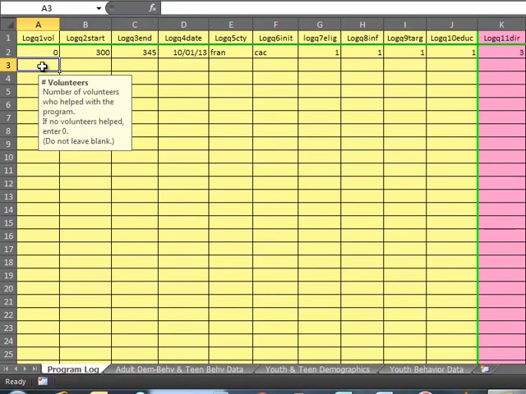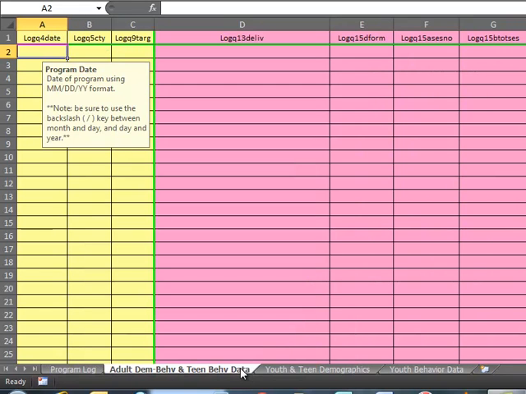And then what I will do now is enter in the participant information from the Adult Demographics form. So I will switch to the Adult Demographic and Behavior and Teen Behavior Data tab. So I'm going to begin entering the first participant's demographic data.